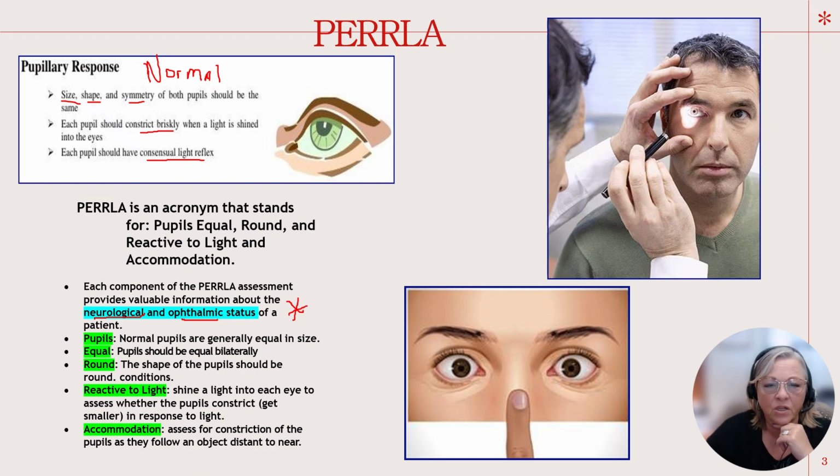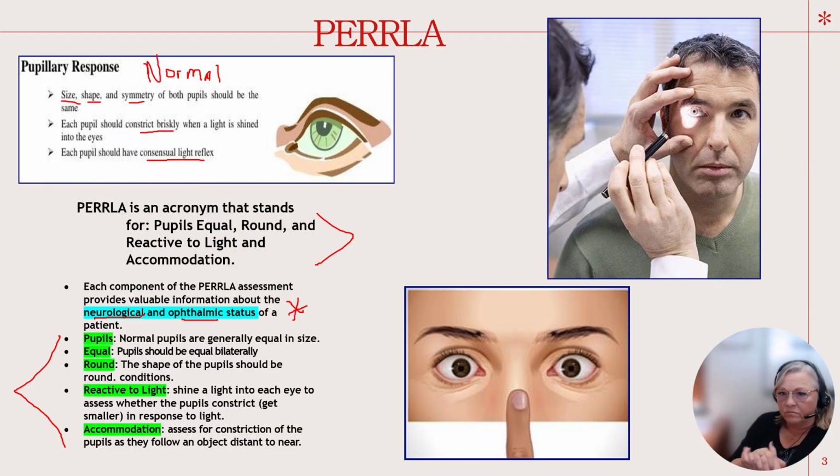You also need to know what those stand for, and you also need to know what you're assessing when you do the PERLAs. So the first thing, P, pupils. Normal pupils are generally equal in size. And I'm just going to slip over here to my pen light. I apologize as I'm still talking.